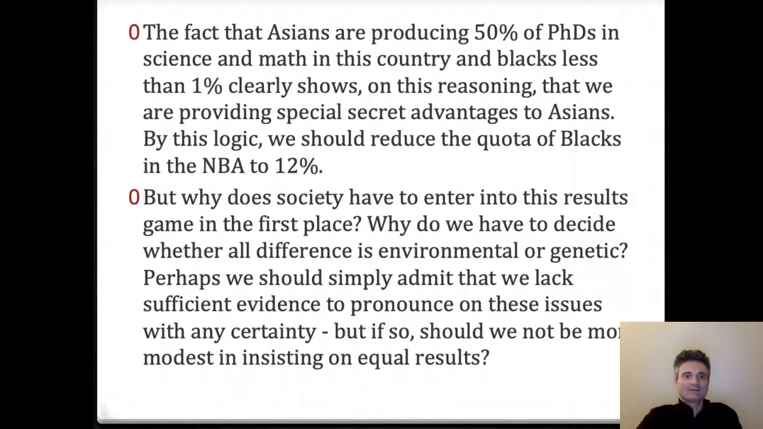So the fact that Asians are producing 50% of PhDs in science and math in this country, and blacks less than 1%, clearly shows, according to that reasoning, that we are providing special secret advantages to Asians. But obviously we're not. The evidence is very clear, right? So what are we going to do? We should reduce the quota of blacks in the NBA to 12%. It just doesn't make sense. There is evidence, and we have to treat the evidence.